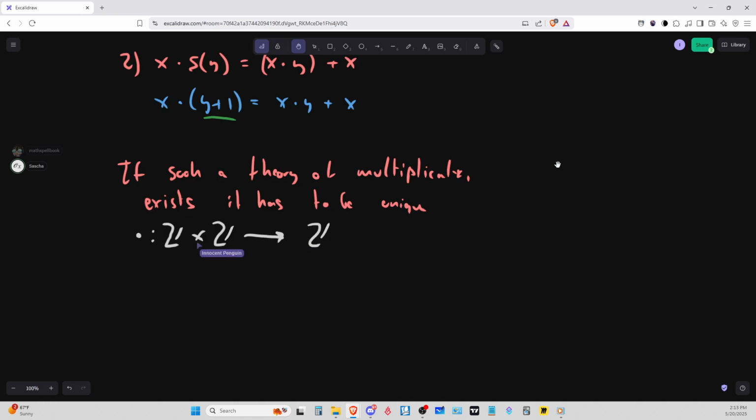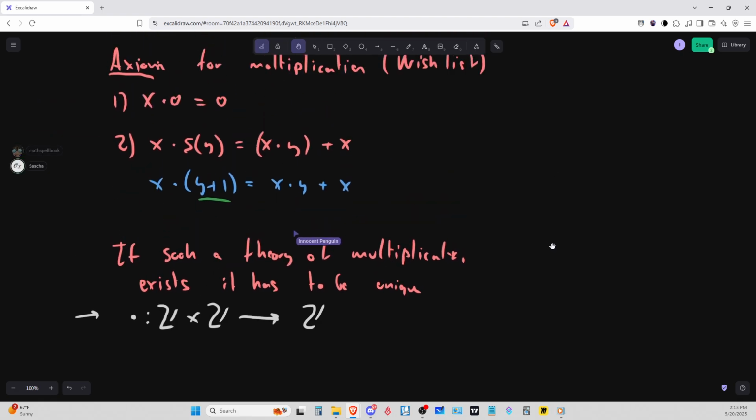And what I mean by unique here is, if you're able to find another function like the one with this signature, so it takes two integers and gives you an integer that checks properties 1 and 2, then those two functions will be exactly the same.